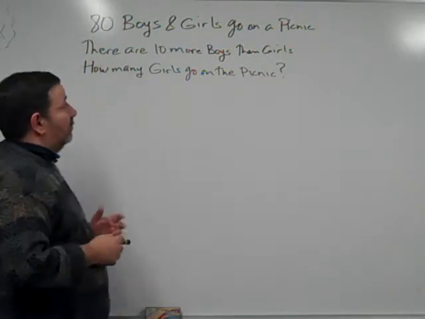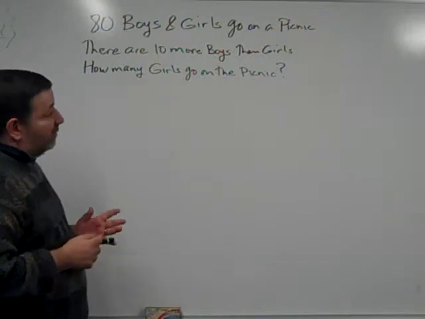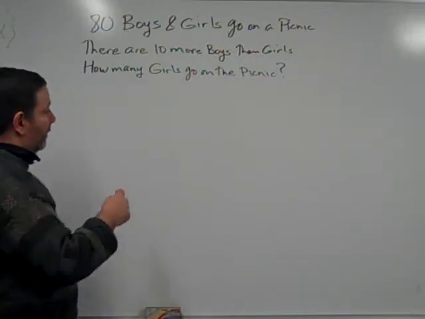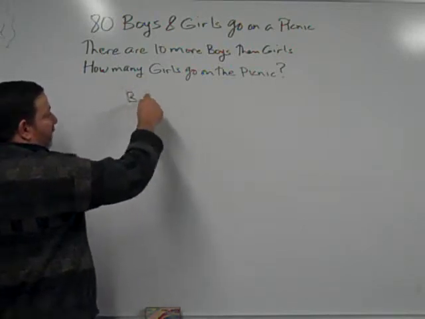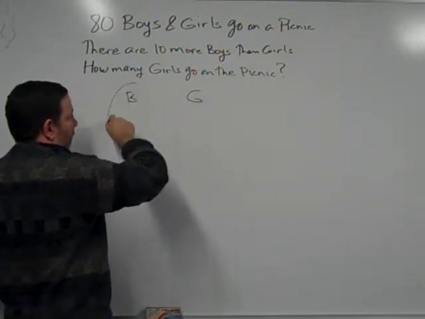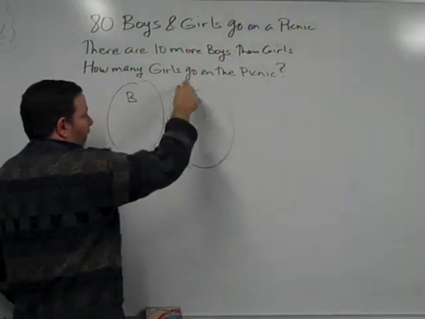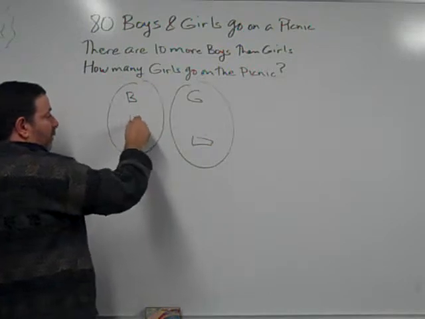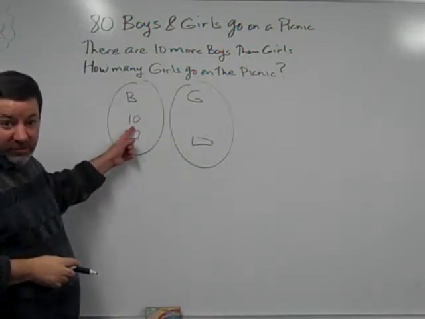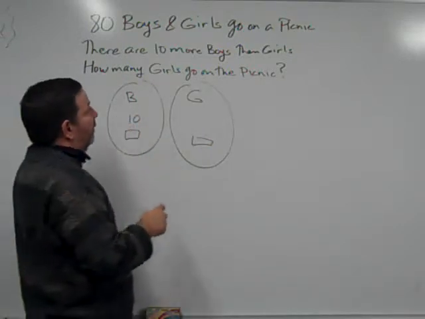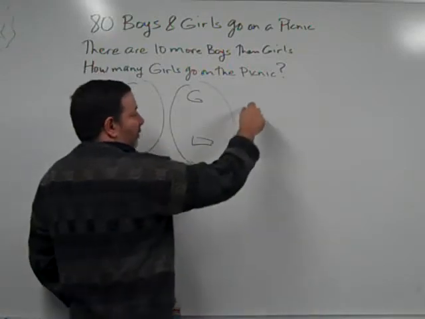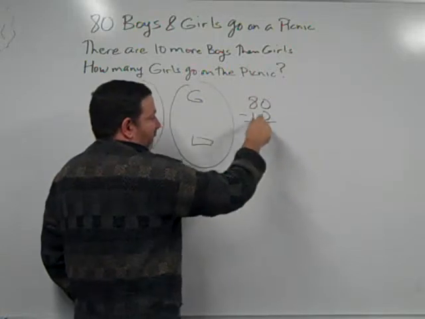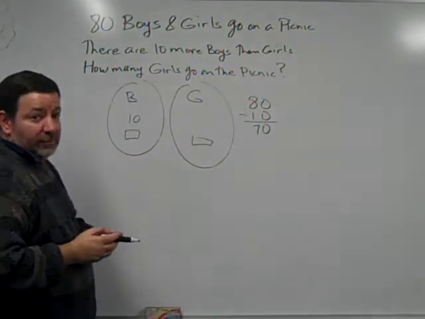80 boys and girls go on a picnic. There are 10 more boys than girls. How many girls go on the picnic? So we have boys and girls. Now, down here, I'm going to put the same number. But I'm definitely going to have 10 more boys. But there has to be 80 in total. So I've already used up 10. That leaves 70 boys and girls left over.